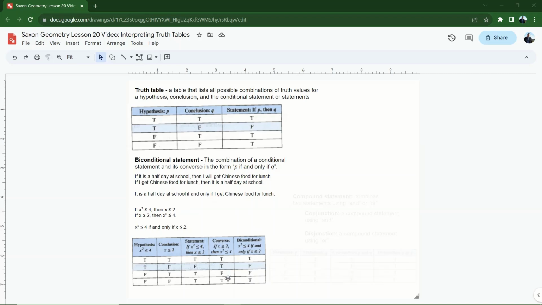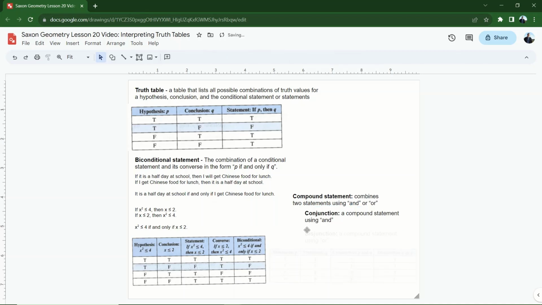Converse, true, true, false, true. If you just need to memorize the pattern of trues and falses, you can do that, and that is a valid way of moving forward with this. These are not just for conditional statements, by the way. These work for compound statements as well, ones that combine two statements using and or. We've seen these before in algebra.